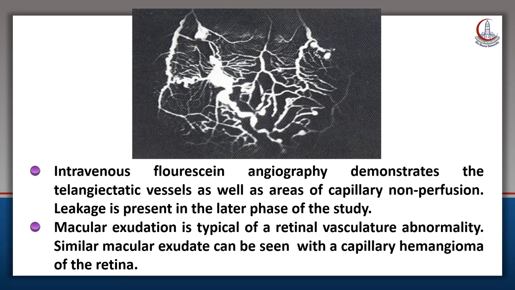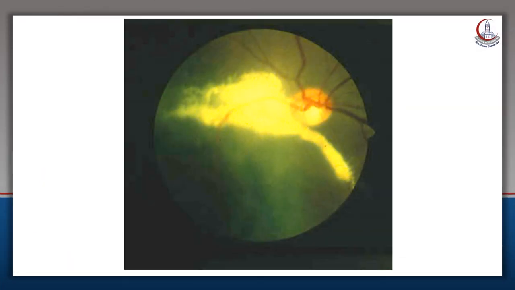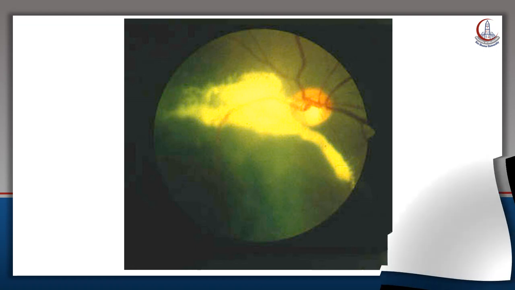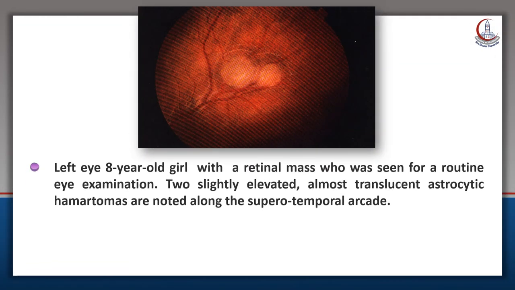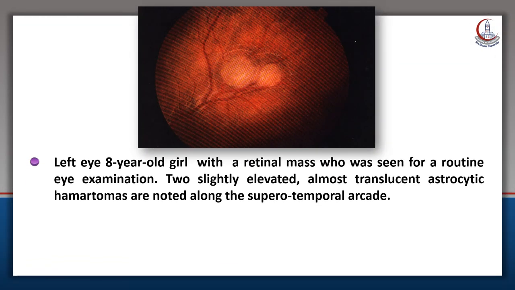However, macular exudation can also be seen in other retinal conditions. Also, this is a subretinal exudation near the macula. Here is tuberous sclerosis. The last picture was an artist's drawing.